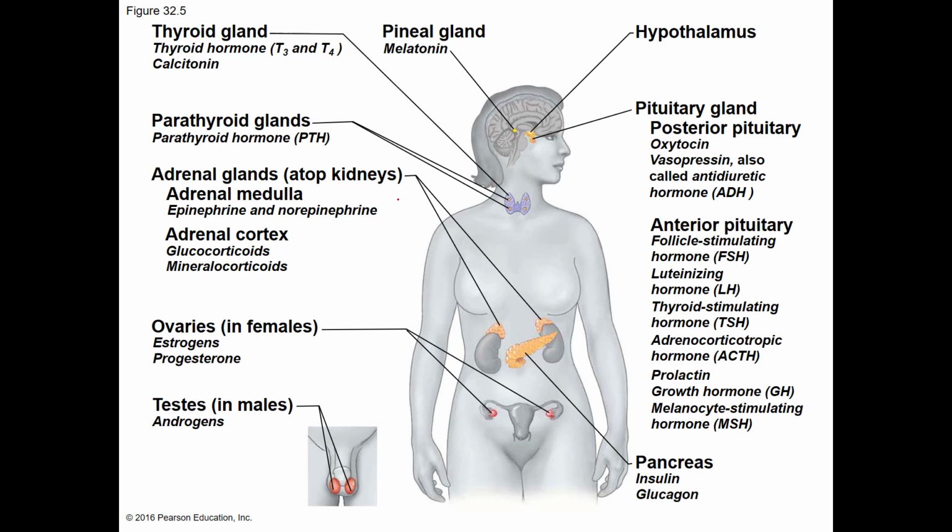Here are some examples of glands that are within the endocrine system. And I'm not going to go through each and every one of these, but I would say that it would be a really good idea to familiarize yourself with the gland and the important hormones that they are going to release.